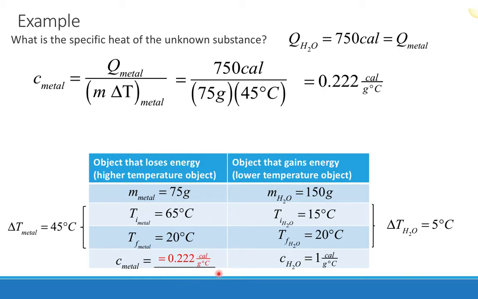And if I compare these, this specific heat capacity of the metal is much smaller than the specific heat capacity of water, which means that it's going to change temperature by a greater amount compared to the water. It also has a smaller mass, but regardless, even if they had identical masses, this change in temperature would still be greater.